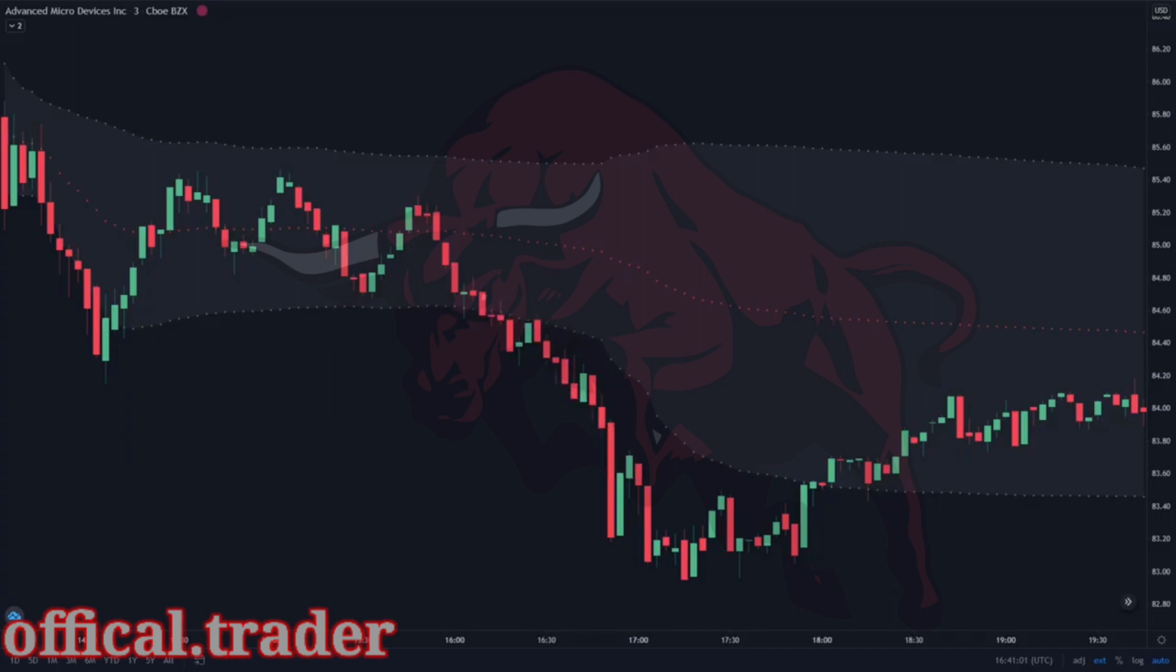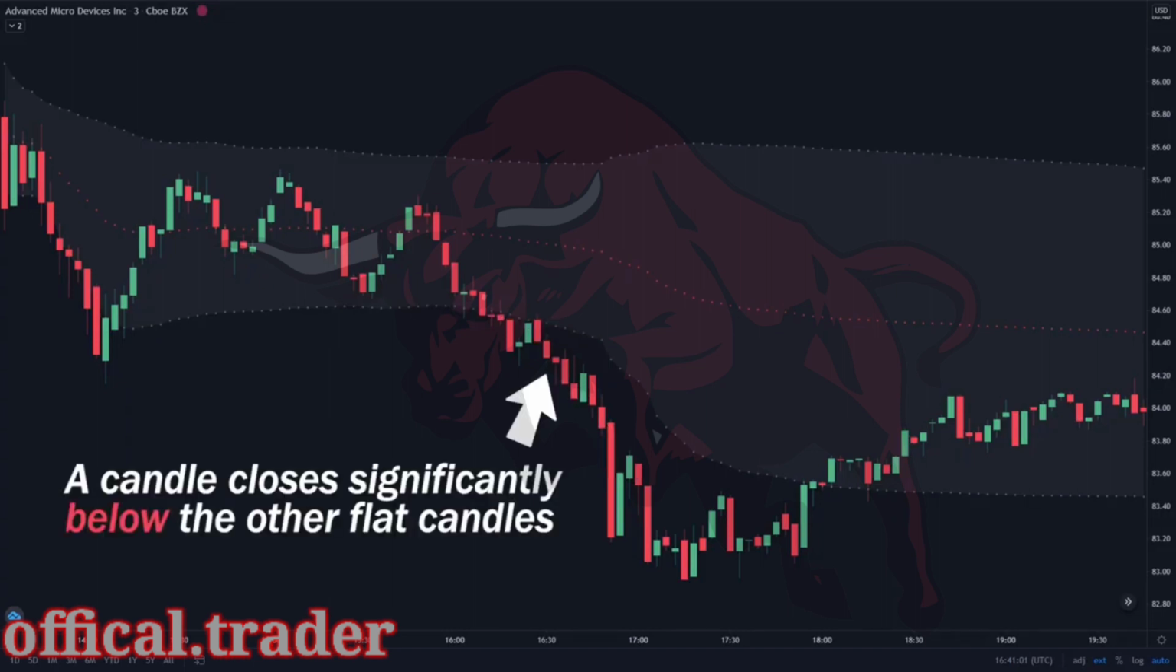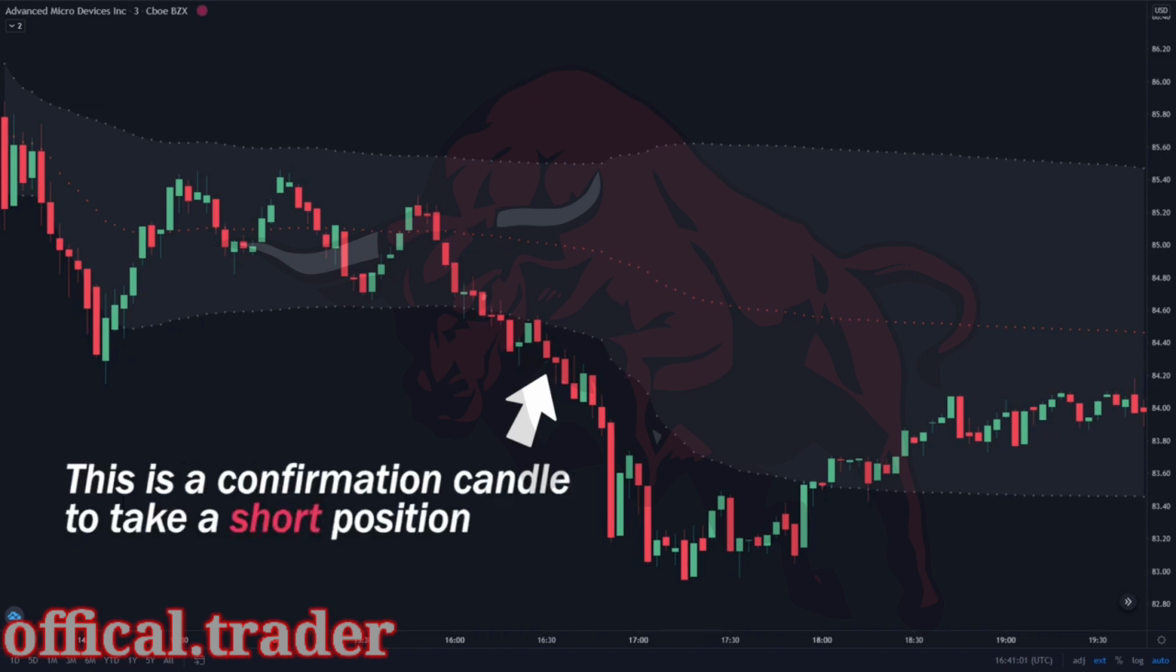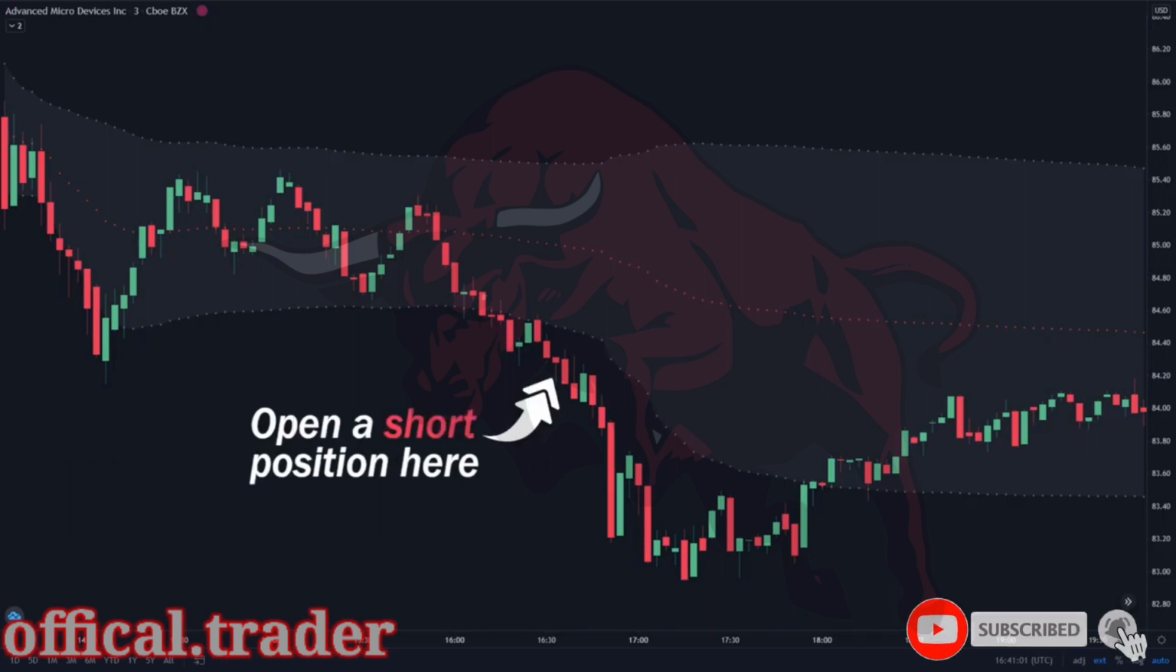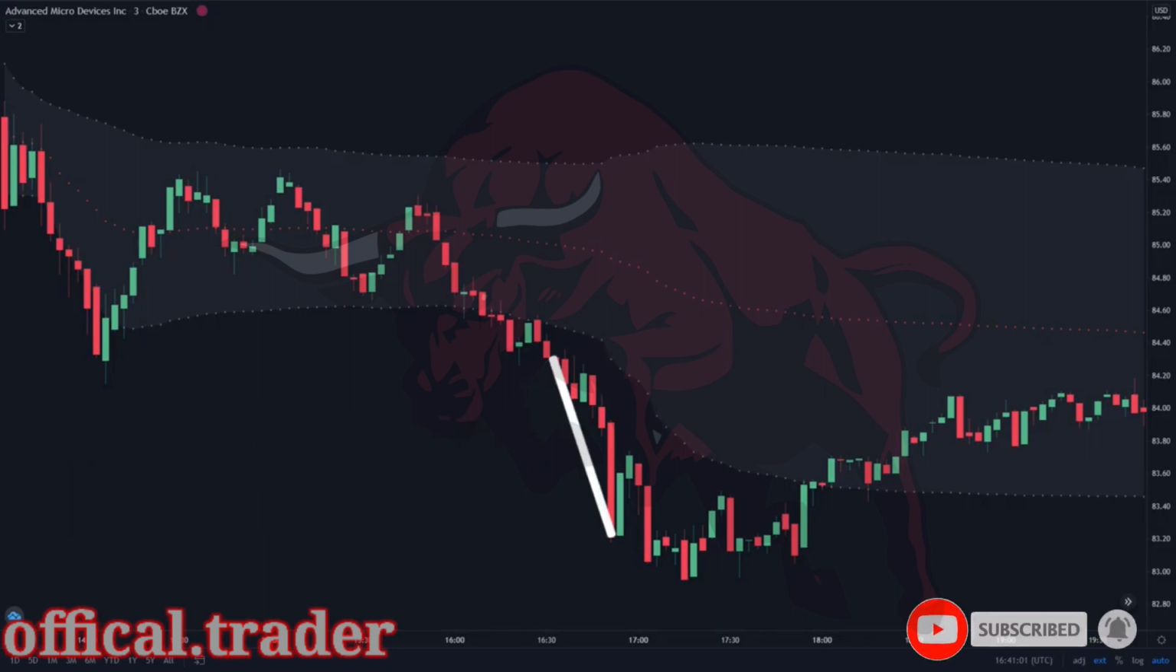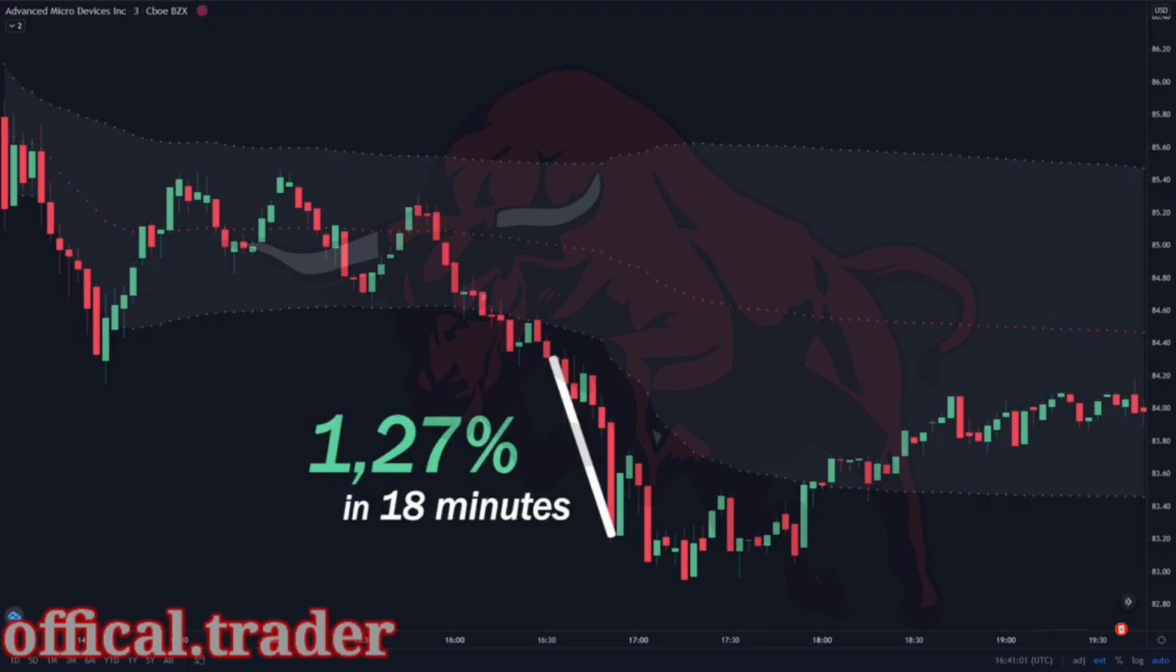But notice what happens next. This candle here closes below these directionless candles. So this would be my confirmation that the price might explode to the downward side. So I take a short position here. And this could be a potential 1.27% in 18 minutes. But of course, it is very hard to time the bottom like this. So realistically, I'd close my trade at the next candle that closes above this candle.